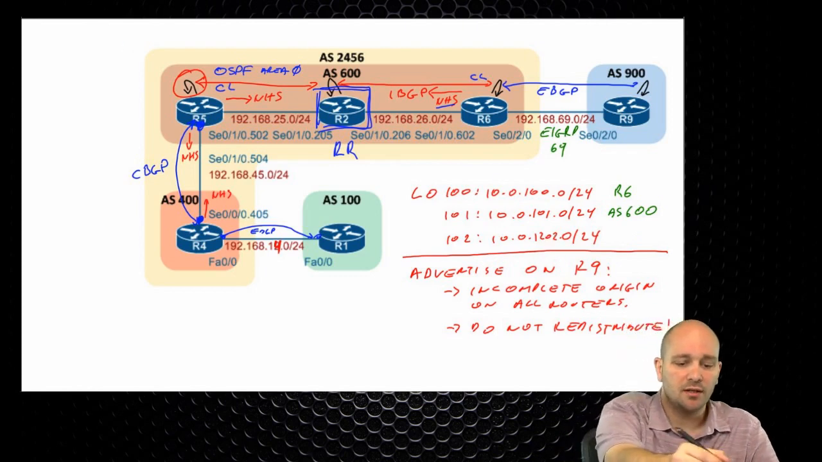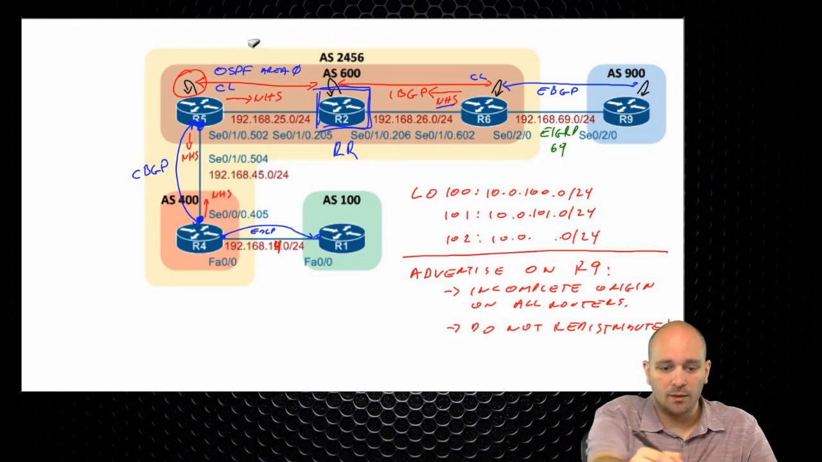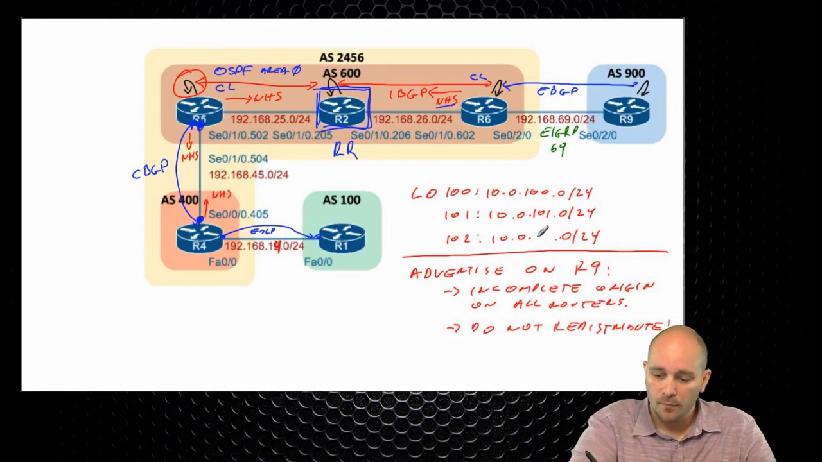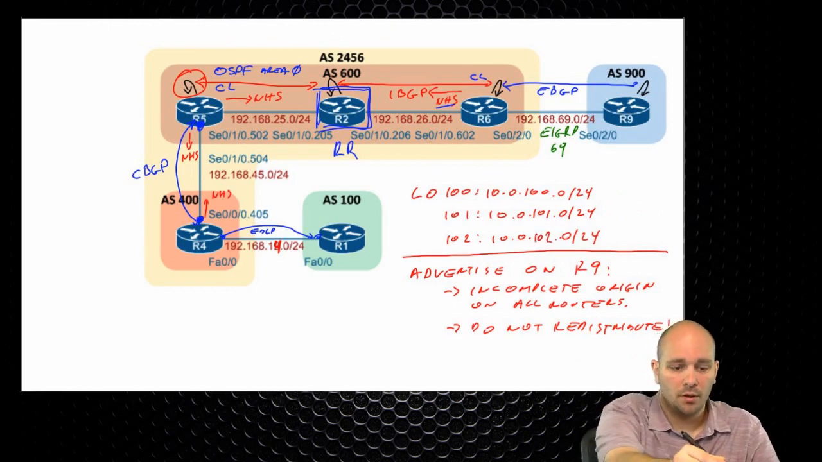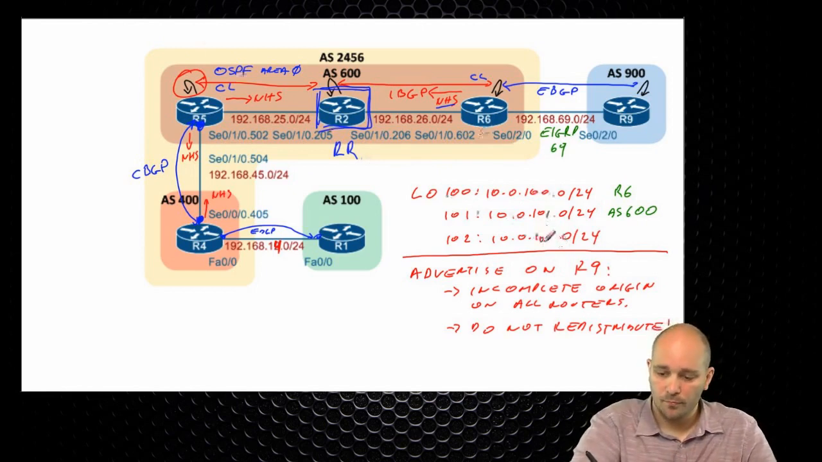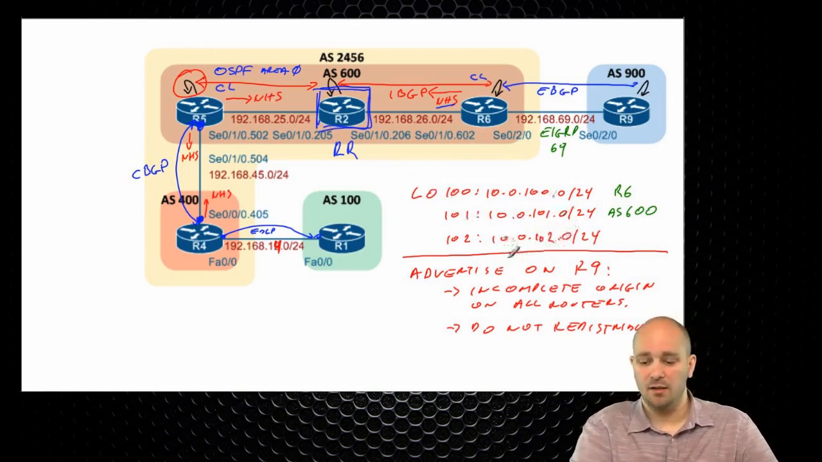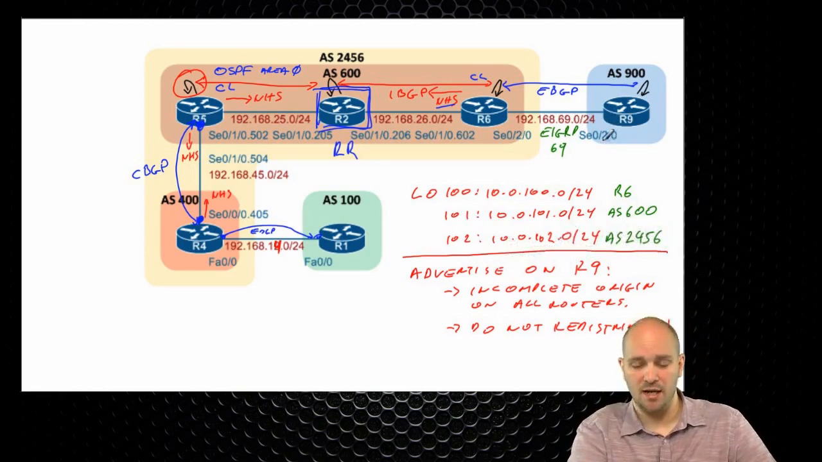And 10.0.102. There is a little mistake there. Let me correct it. Just got a little bit carried away with numbers there. 102. Need to correct it here as well, just in one more place. Apologies for this. So this is 102. Okay, and I want 10.0.102.0/24 to be available only in AS2456.